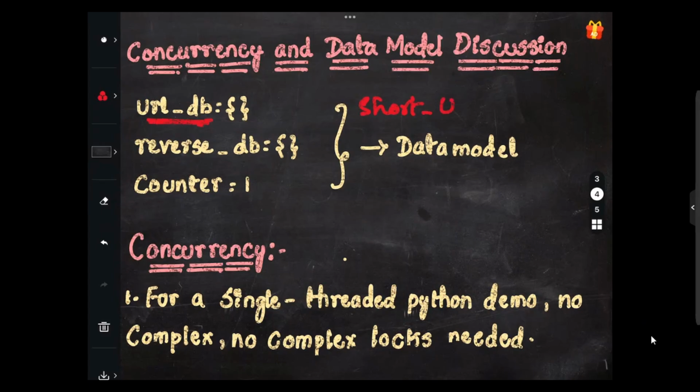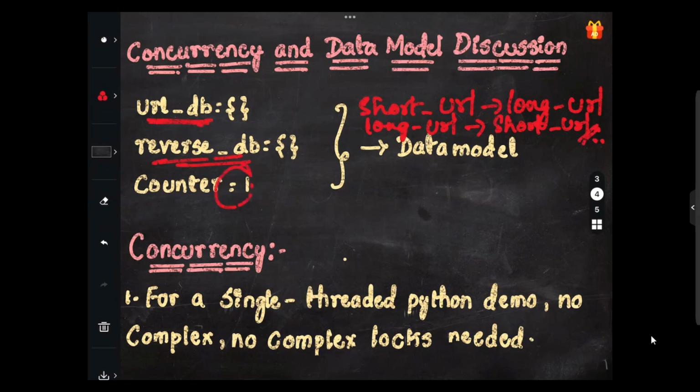This one is short URL to long URL. Yep, this is fine, I believe. This one is the reverse DB. This is again long URL to short URL, as discussed earlier. Yep, this is fine, I believe. The final one, we have set the counter equal to 1. This is nothing but the auto increment unique ID.